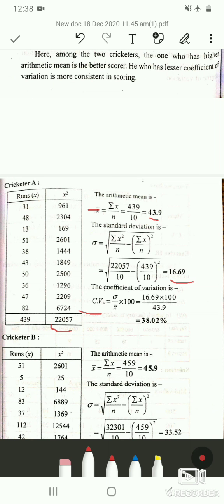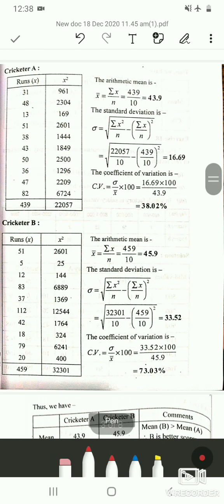So let us calculate coefficient of variation, which is sigma divided by x bar into 100. Sigma is 16.69 into 100 divided by x bar, which is 43.9. So we got CV as 38.02%. We had seen coefficient of variation is expressed in terms of percentages. So for cricketer A, the coefficient of variation is 38.02 and the mean is 43.9.